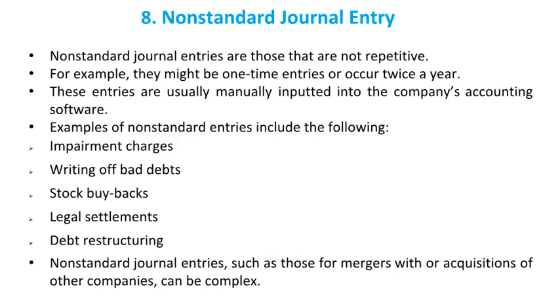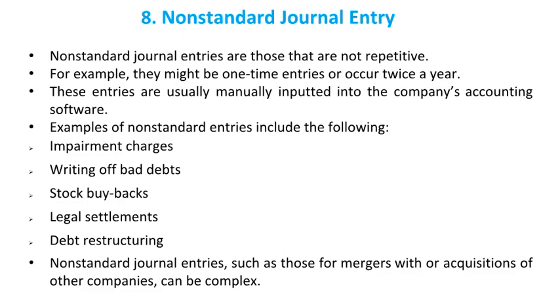Number 8 type of journal entry is non-standard journal entry. Non-standard journal entries are those that are not repetitive. For example, they might be one-time entries or occur twice a year. These entries are usually manually inputted into the company's accounting software.